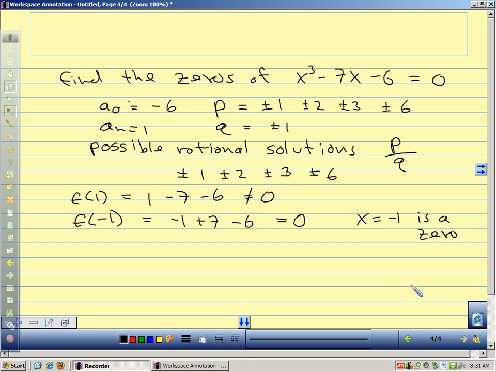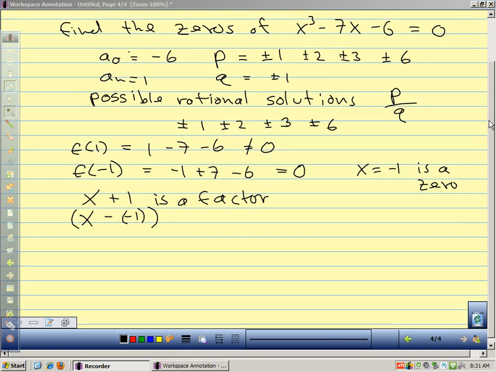So what is our first factor going to be of this polynomial? If -1 is a zero, what's a factor? X plus 1 is a factor. I can write this as x minus -1. So -1 is my zero, so x plus 1 is a factor.